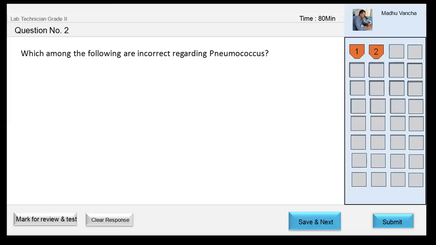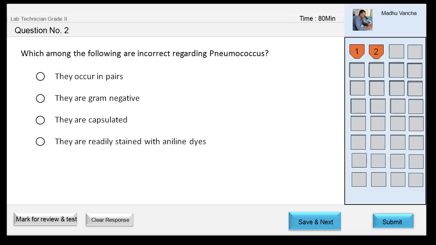Next question, which among the following are incorrect regarding the pneumococcus? Option A, they occur in pairs. Option B, they are gram-negative. Option C, they are capsulated. Option D, they are readily stained with the aniline dyes. So here the right answer is they are gram-negative.